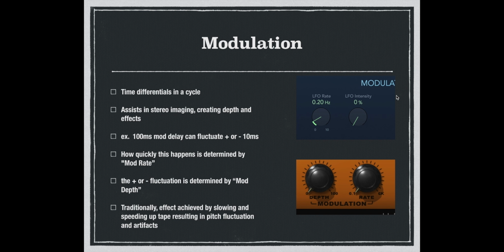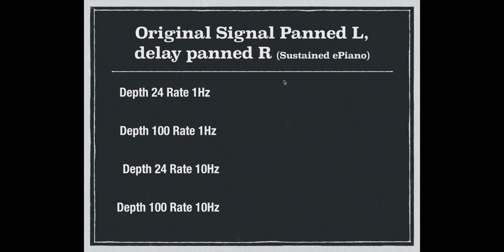It's more about what's underlying to help bring out the three-dimensional space you're trying to emulate in your mix. So this is going to be a sustained electric piano. The original signal is going to be panned left. The delay signal is going to be panned right. So the first example we're going to have is a depth of 24, rate of 1 hertz.